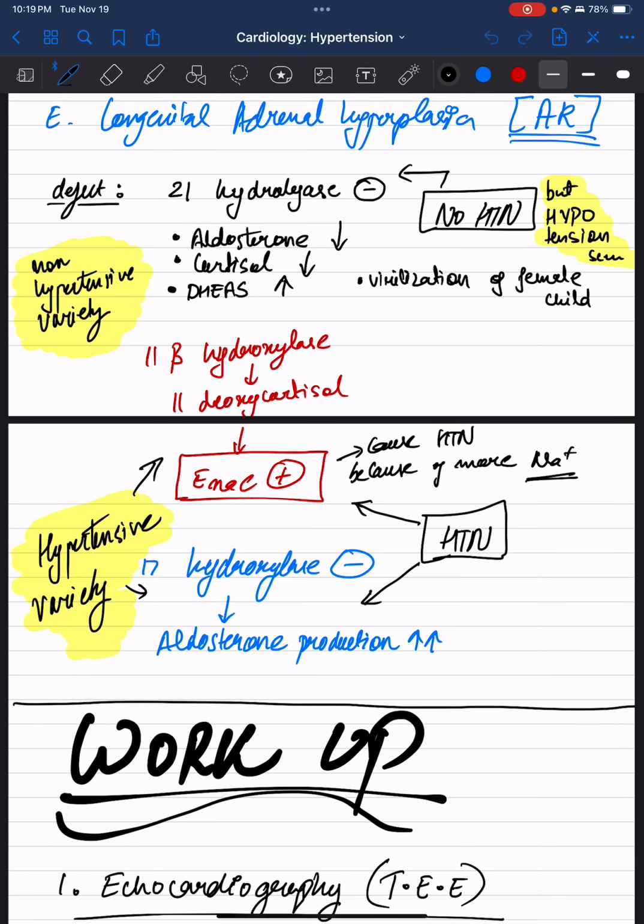There is 11 beta hydroxylase deficiency, which leads to increased 11 deoxycorticosterone, which leads to stimulation of ENaC channels, which will cause hypertension because there is more sodium. And there is 17 hydroxylase inhibition, which will lead to increased aldosterone production, and these will lead to hypertension, and these are called the hypertensive variety. But there is also a non-hypertensive variety, which will cause hypotension to be seen, in which the 21 hydroxylase is inhibited.